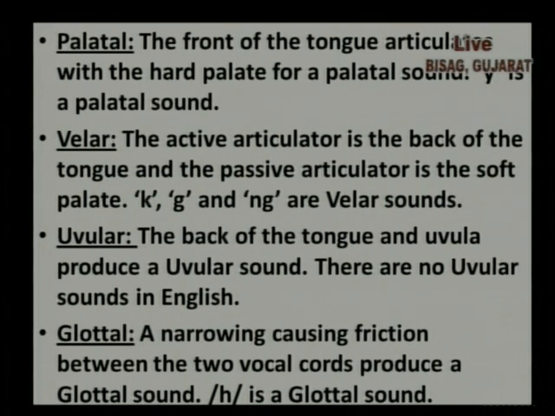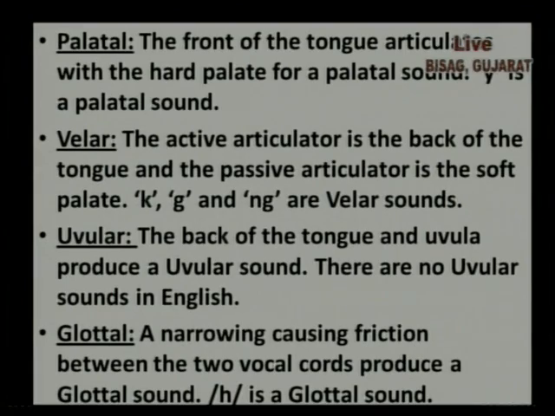Further, we have glottal sounds. Now, what is a glottal sound? A narrowing which causes friction between the two vocal cords. We remember we put our finger on the throat to know whether our vocal cords vibrate or not, in order to know whether the sound is a voiced sound or a voiceless sound. That is where our vocal cords are, right here. And so a glottal sound deals with the vocal cords, and it is produced through that. So a narrowing causing friction between the two vocal cords produces a glottal sound.